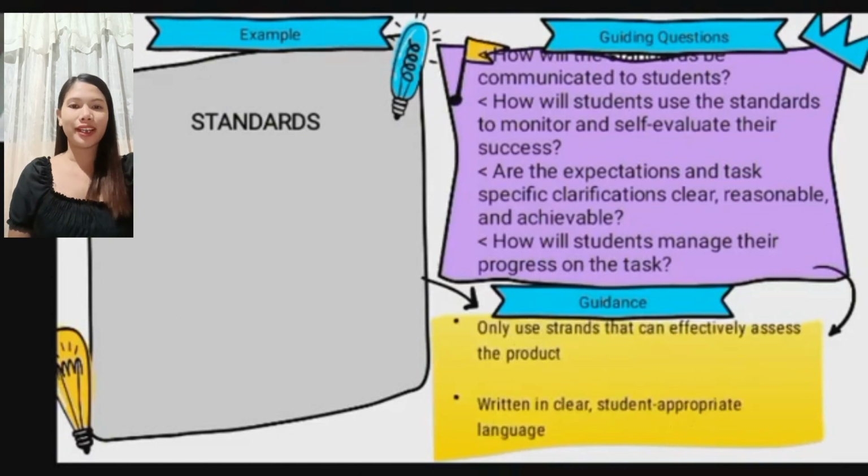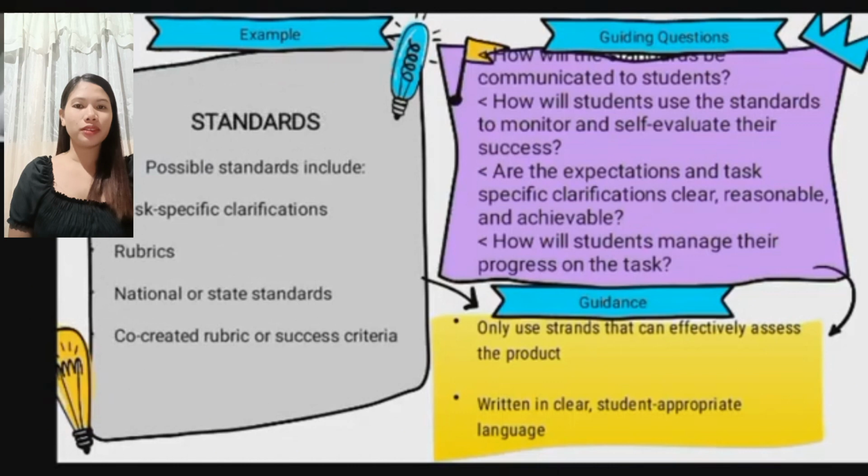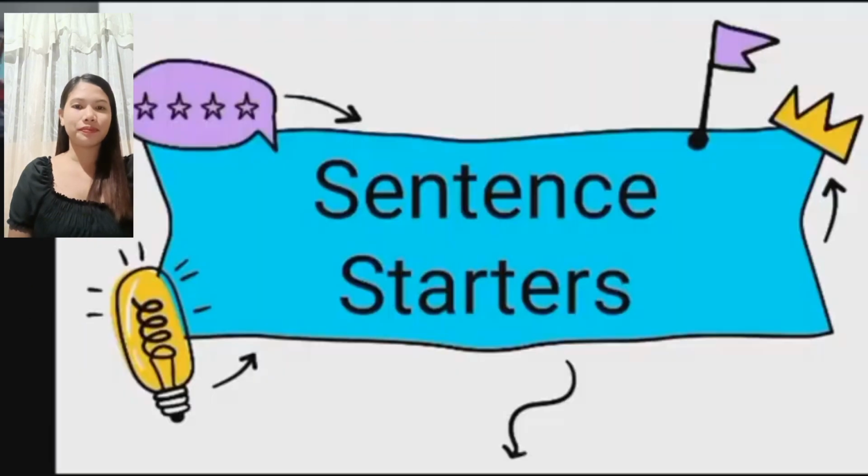So for the guidance, only use standards that can effectively assess the product. And it should be written in clear, student-appropriate language. So, for example, possible standards should include task-specific clarifications, rubrics, national or state standards, co-created rubric, or success criteria.